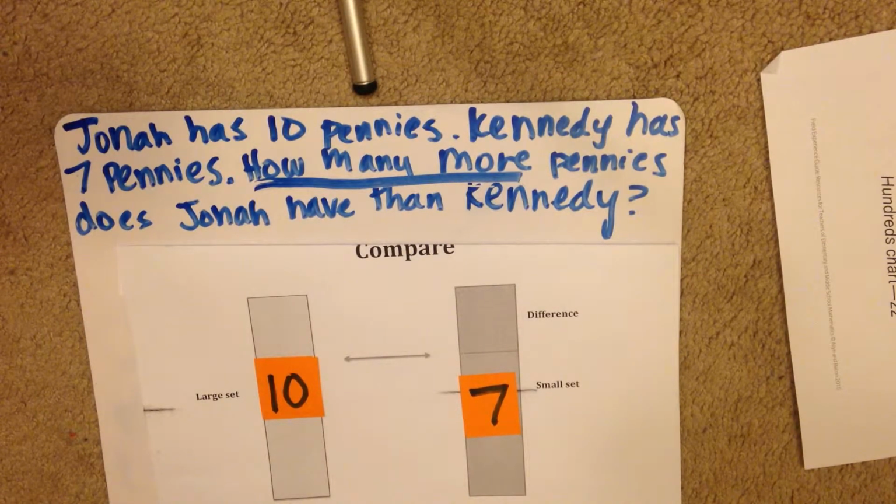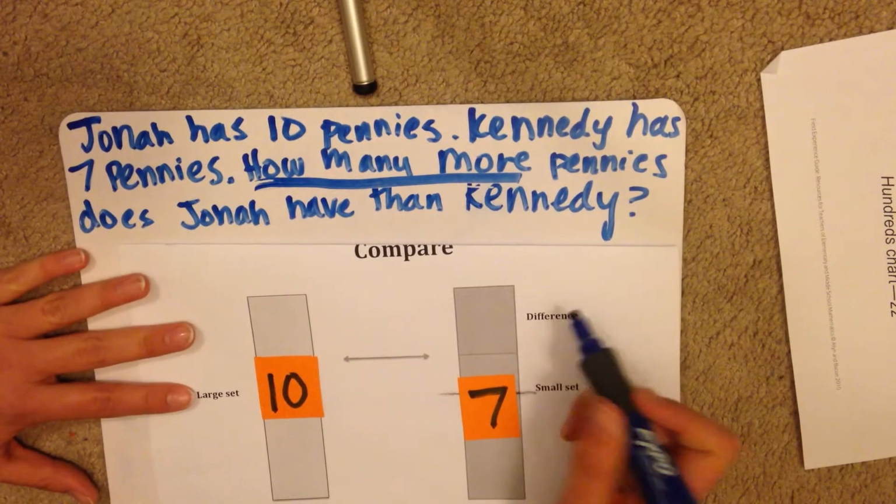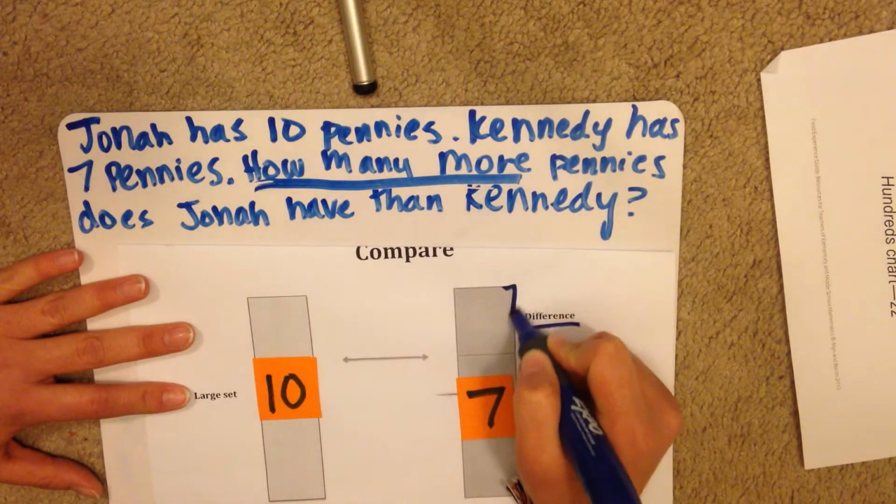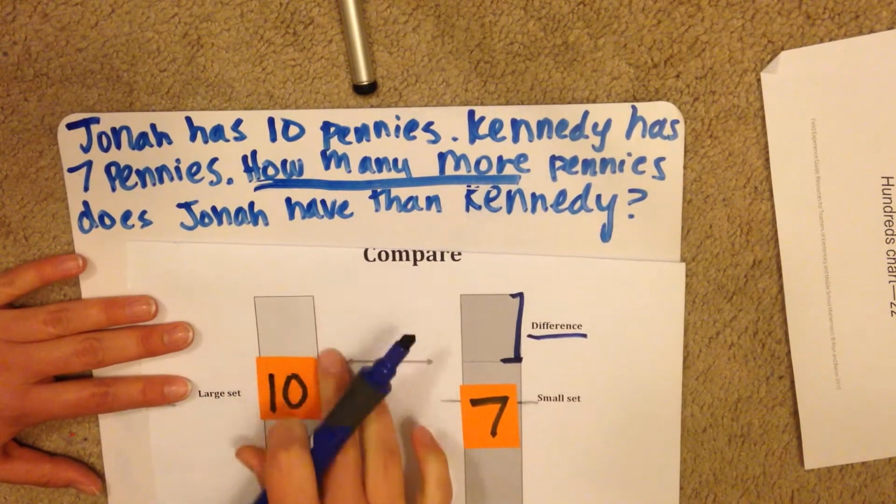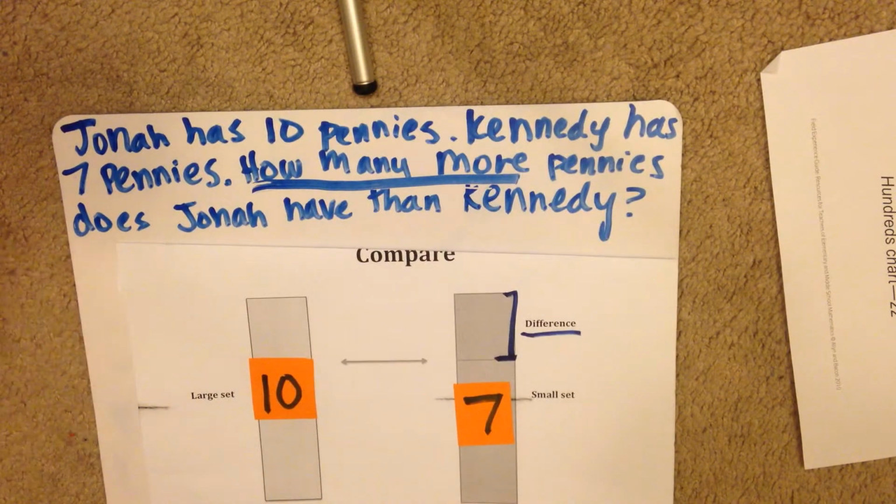So now that we have our sets labeled, let's remind ourselves of what we are trying to find. Our problem says, how many more pennies does Noah have than Kennedy? So we are trying to find the difference of how many pennies Noah has compared to Kennedy. This difference is what we are trying to find. This amount that Noah has, but Kennedy doesn't. So, how many more does Noah have than Kennedy?